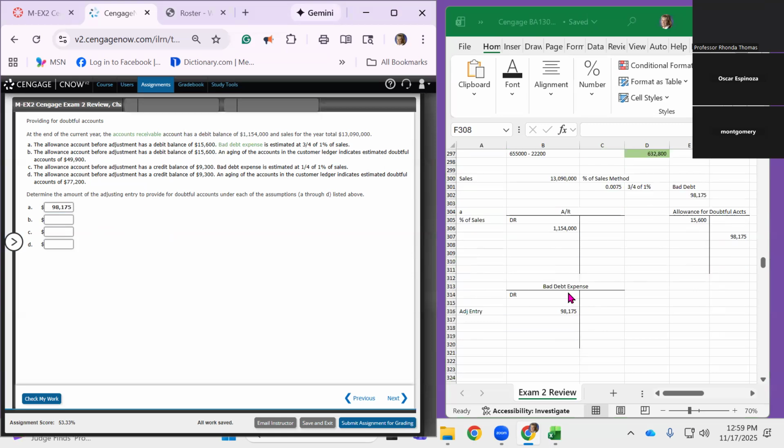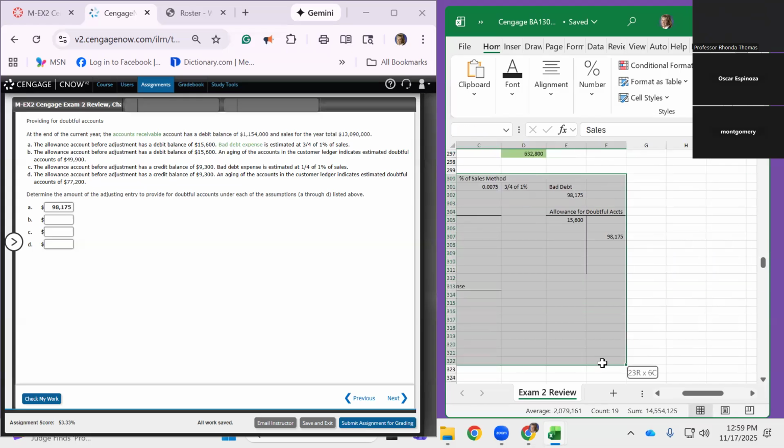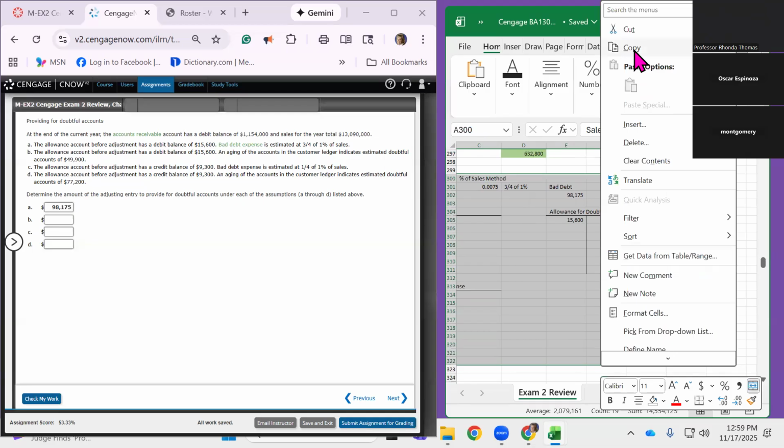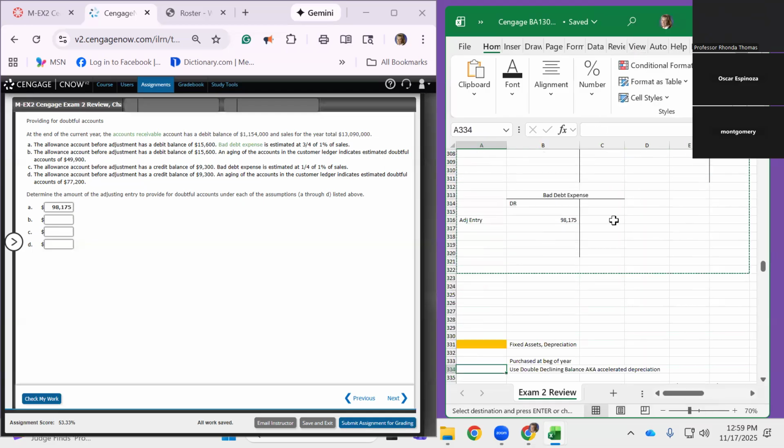Now we're going to skip to C. Okay, we're going to skip to C, and I'm going to do this again, but we are going to figure a different amount. Okay, so let's go ahead and put it in here.